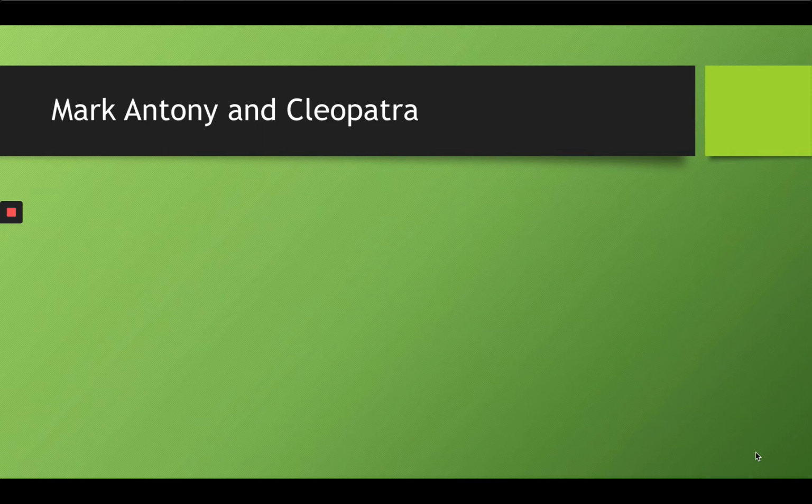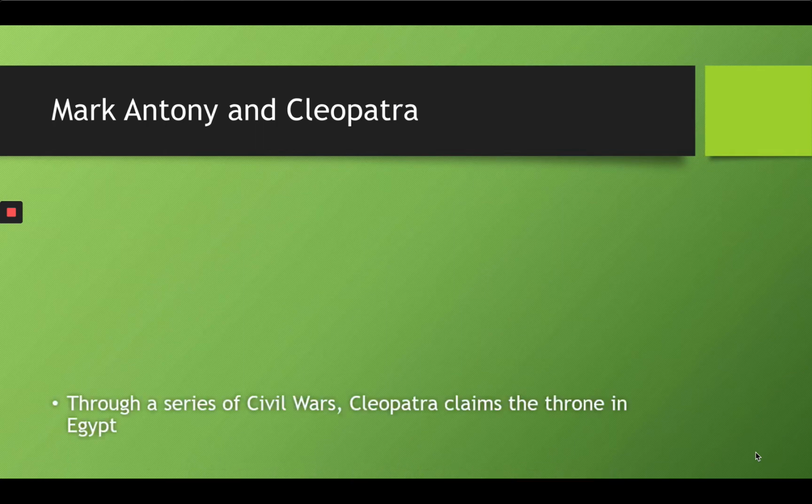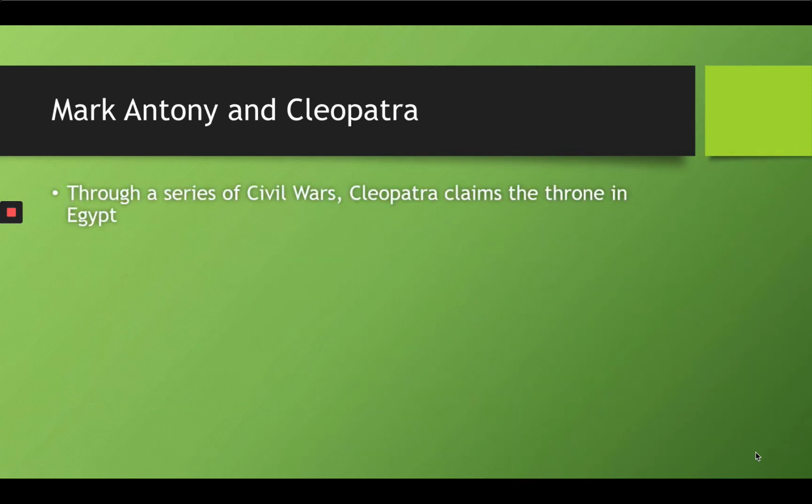So let's talk about this Mark Antony character for a little bit. In Egypt, there's a series of civil wars that happen. People are taking sides, it gets kind of ugly, and all of that is over who's going to take over the Egyptian throne when the king dies. And so eventually, after these civil wars, Cleopatra claims the throne of Egypt, and Mark Antony marries Queen Cleopatra.